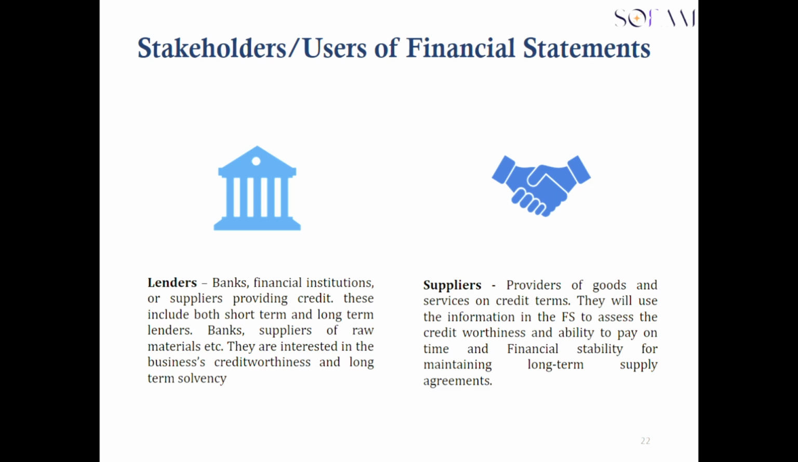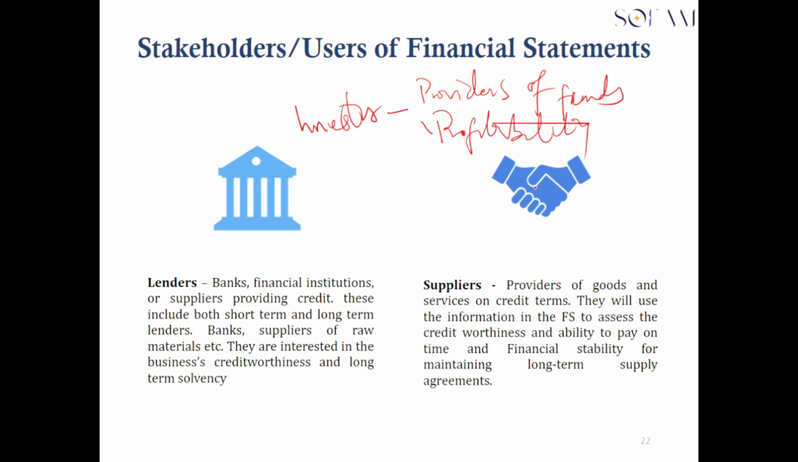So it is important to know that in as much as they are all stakeholders, they may have different information needs, even though they have interest in the organization. So in the case of an investor, these are people who provide funds for us to do business, providers of funds. And they will be concerned about the profitability of the business and also our ability to pay them their expected returns. So yes, they are all stakeholders, but they all have different interests and different information needs.